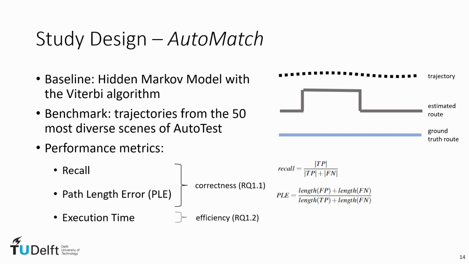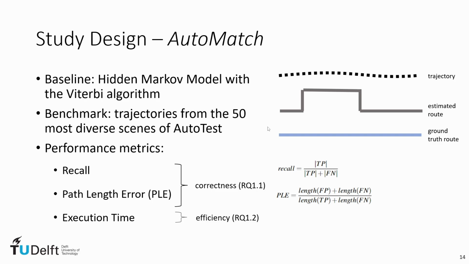Alright, so let's talk about the first case study, which is created to try and answer the first research question. We will be comparing AutoMatch to a suitable baseline, and in this case I've chosen the hidden Markov model with the Viterbi algorithm. This has actually been used a long time ago, and it was one of the first map matching algorithms that was released, and it has recently been modified to also solve the lane level map matching problem. So this is quite a popular and suitable baseline.